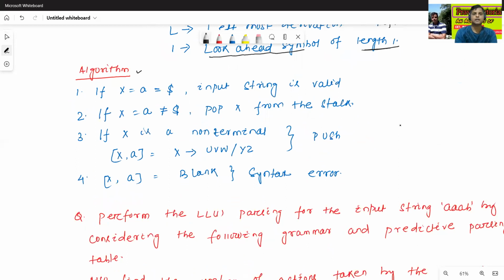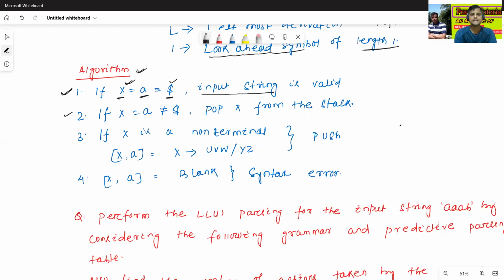This is the algorithm for predictive parsing or LL1 parsing or non-recursive descent parsing. Generally, there are 4 steps. What is the first step? If x equal to a equal to dollar, meaning this element is equivalent to dollar, then we can say that the input string is valid.